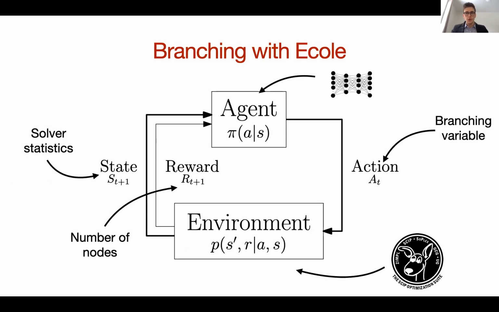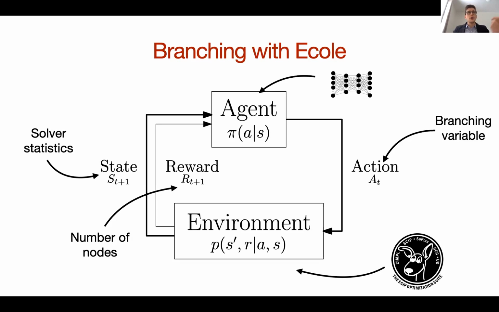We've built Ecole around the same key ideas that researchers in the community are used to. So we also frame, for instance, branching as a Markov decision process, where the environment is our combinatorial optimization solver in general. In the case of Ecole, it is our solver SCIP. That's our whole environment. The agent is the policy, the variable selection policy that we want to learn, that is going to select the branching variable.